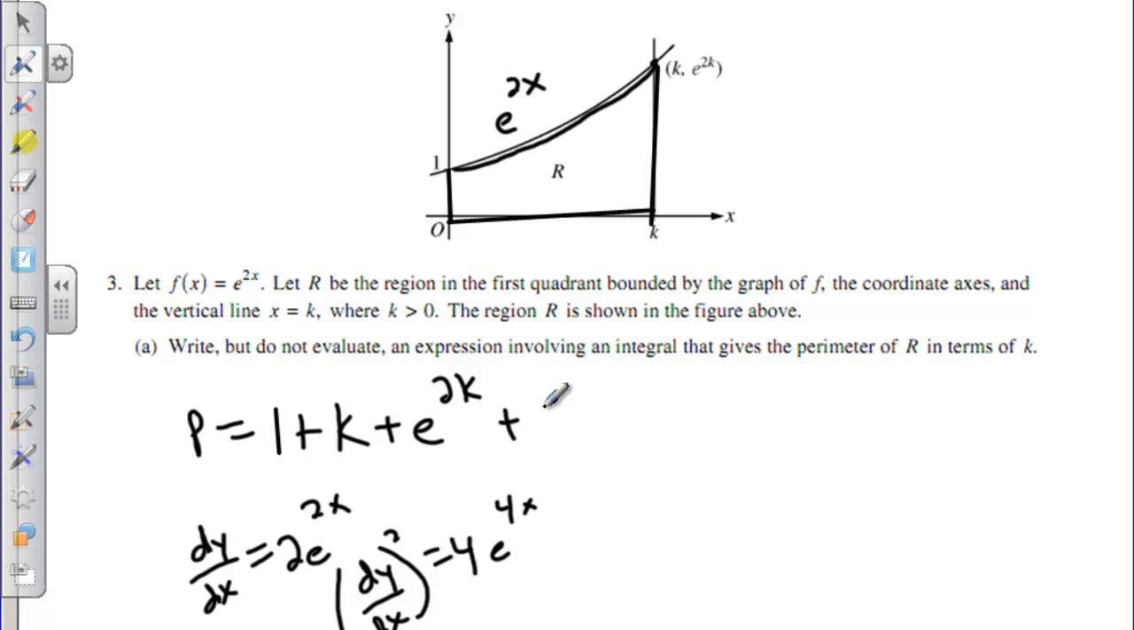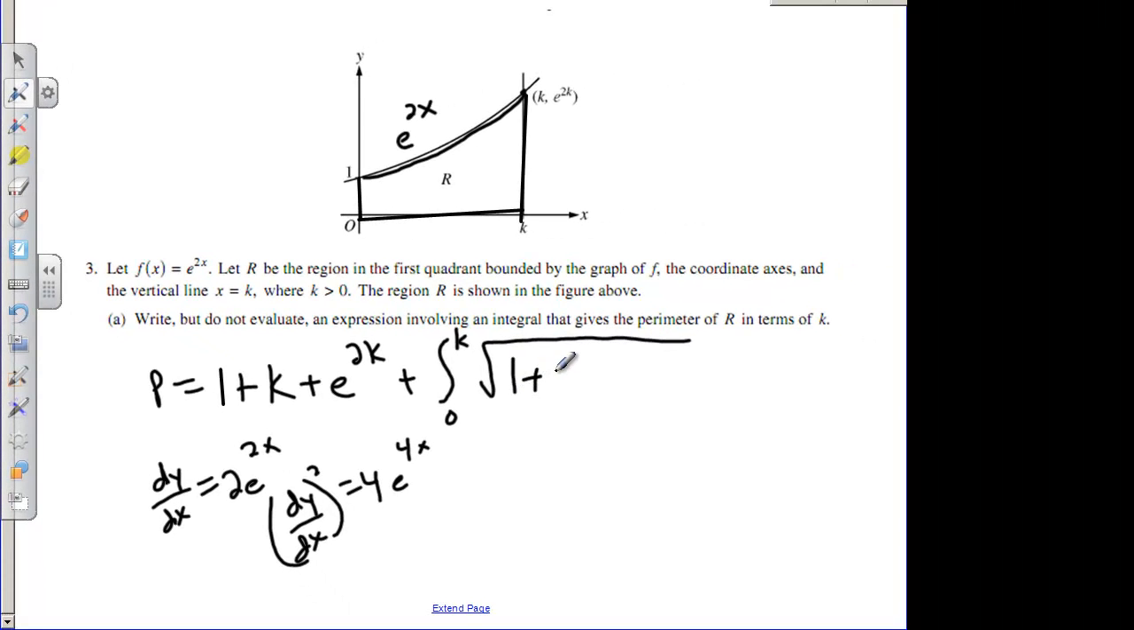So here is my formula for that. The integral, and we're going from 0 to k, of the square root of 1 plus the derivative squared dx. And that is my answer to that question.